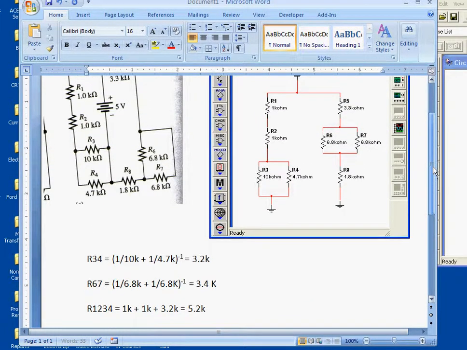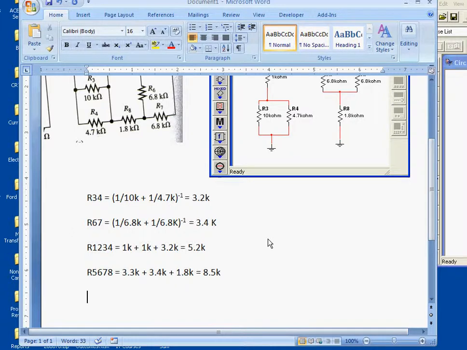We'll go ahead now and calculate the total resistance here. This branch over here is in parallel with this branch. So R1, 2, 3, 4 is in parallel with R5, 6, 7, 8. So the total resistance is going to be equal to, let me find our inverses here again, 1 over 5.2K plus 1 over 8.5K, and we need to take the inverse of that.